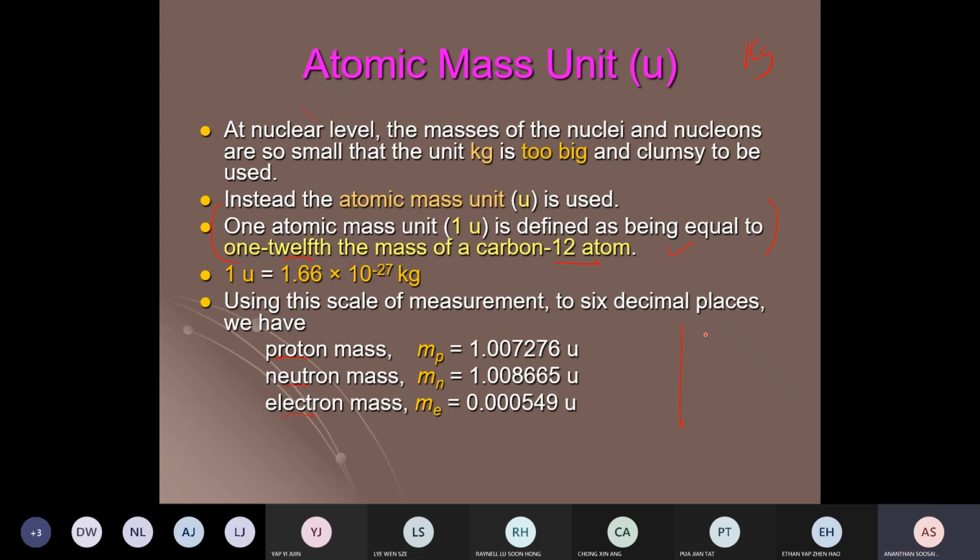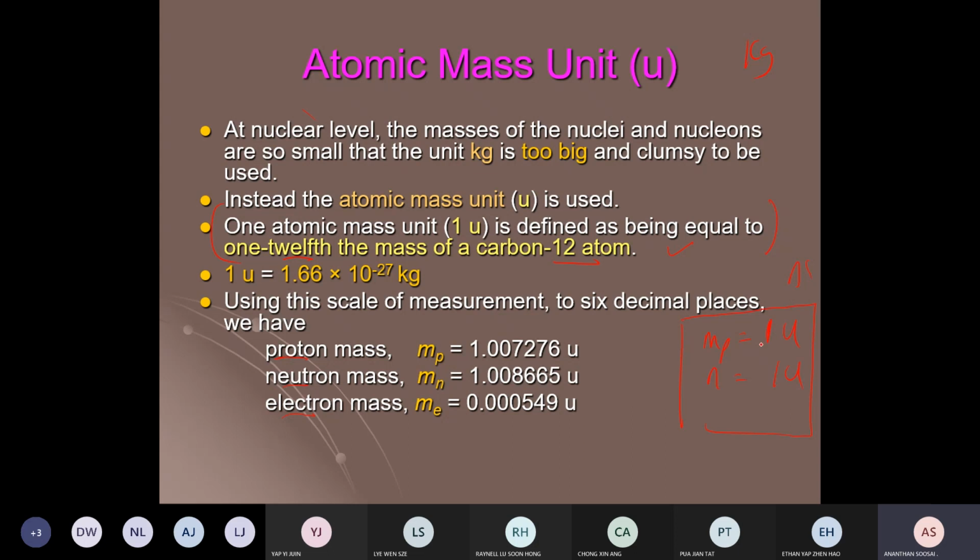Last time in your O levels, what is the proton mass? You normally take it as 1 unit. 1 unit is actually 1 U. Neutron mass is also 1 U. The mass of an electron is very small, a very small fraction of U. So this is what you learn in O levels. Even in AS, the mass of a proton is 1 U.